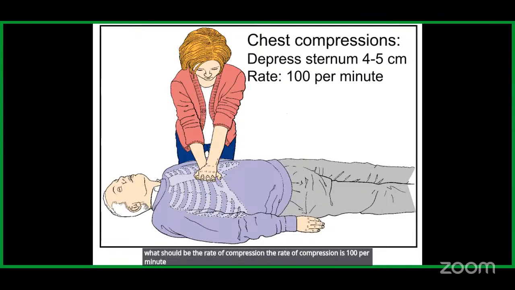So the rate of compression should be a minimum of 100 per minute, because normally the chest will be compressed, pumping the blood to the vital organs, that is 70 to 80 times. So when we do CPR, we compress at 100 per minute. The landmark is the center of the chest, above the sternum, the tip of the sternum. Then what should be the depth? 4 to 5 centimeters, 2 inches, or roughly 1/3 of the width from the chest to the back.